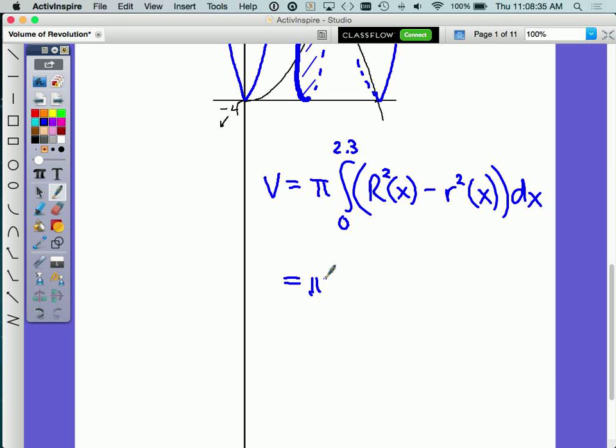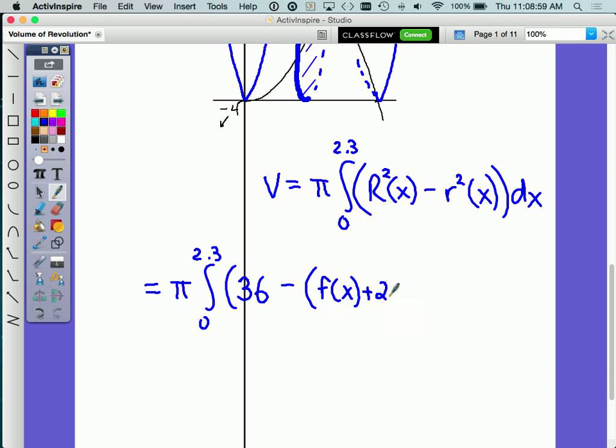This is going to now be, just move this over a little, this is going to equal pi times the integral from 0 to 2.3. My big radius I said was 6, so 6 squared is 36. My little radius I said was f at x plus 2, so this is going to be f at x plus 2. I'm going to square that with respect to x. And I now have everything I need. I can do the rest of this in my calculator.